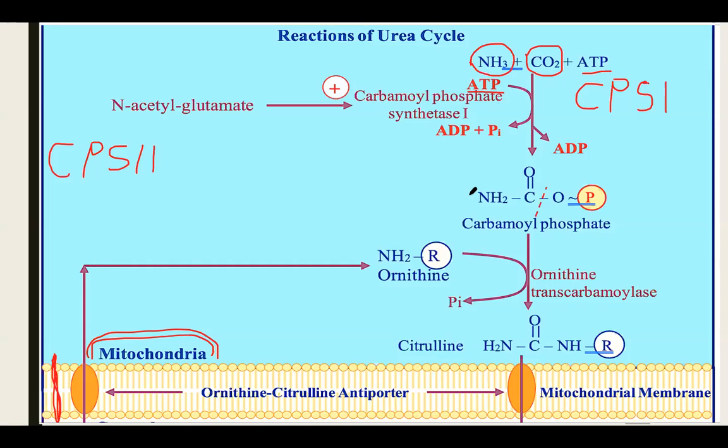The ammonia will be conjugated to carbon dioxide, COO. And there is also phosphoric acid. Phosphoric acid is conjugated by a high energy bond. As you see, this is the high energy bond.